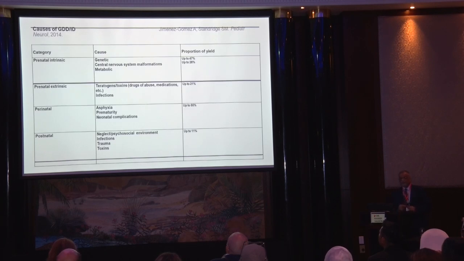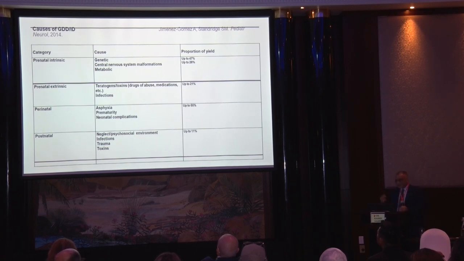Now, if you look at the causes, broadly you can divide them into intrinsic and extrinsic. And extrinsic can be prenatal, perinatal, and postnatal. Now, I just wanted to mention here, well, if you look at the first one, genetic causes, it constitutes a significant proportion of the total.